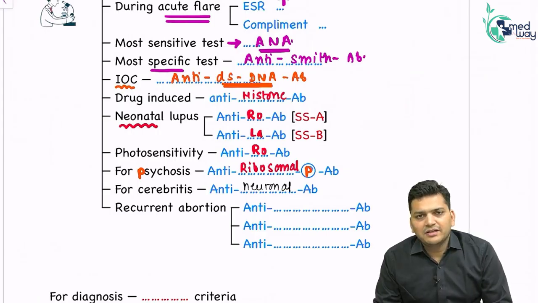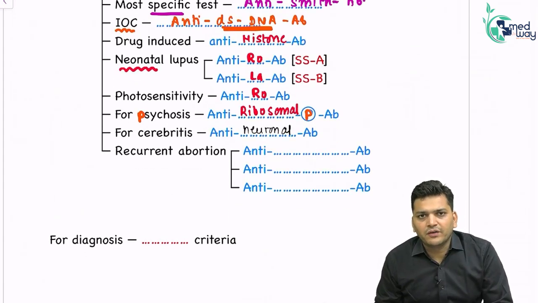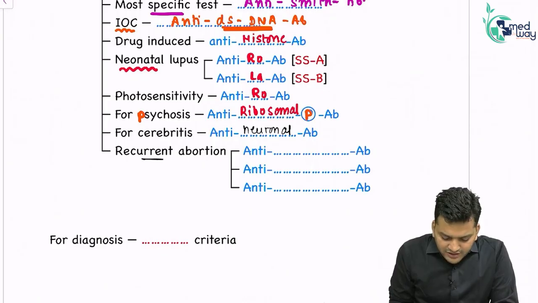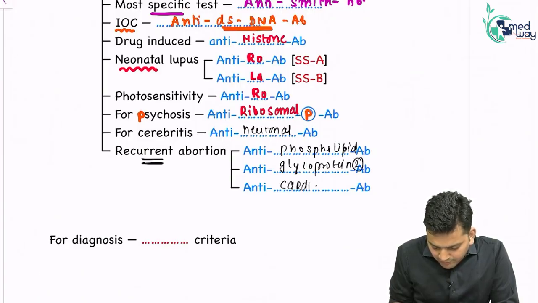If a lady is having SLE and she is having recurrent abortions, there are certain antibodies which make the blood very thick, which can lead to recurrent occlusion of the uterine artery. So if recurrent abortion is there, then most likely it is because of anti-phospholipid antibody, anti-glycoprotein 2 antibody, or anti-cardiolipin antibody.